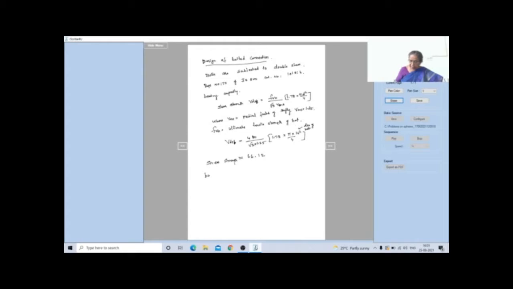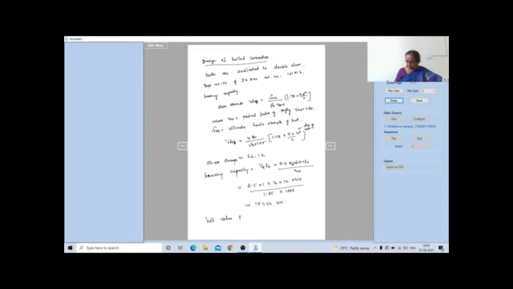Now calculate the bearing capacity. The bearing capacity Vdpb equal to, as given in the code on page number 75, Kb d t Fu divided by gamma mb. That is 2.5 into 1 into d, the diameter of the bolt, t is the thickness of the plate, into 410 divided by 1.25. I'll divide by 1000 so that I directly get kilonewtons. I get 157.44 kilonewtons.